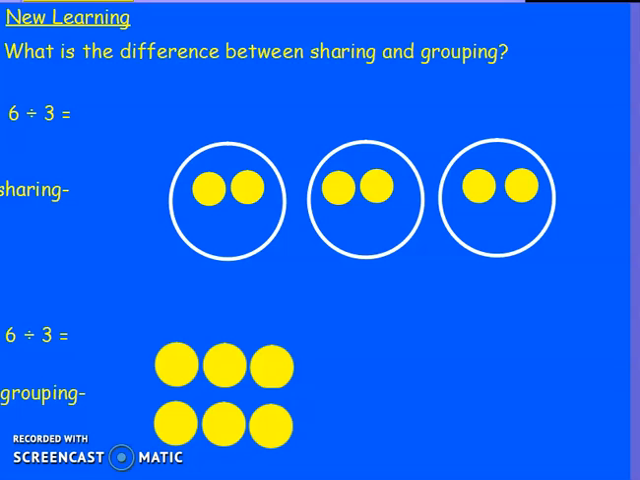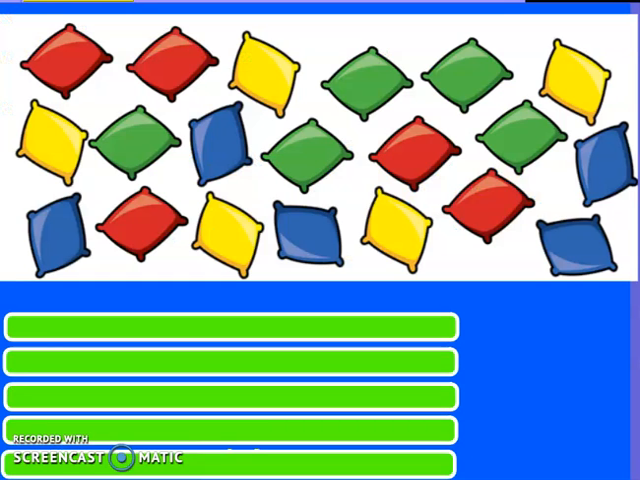Let's have a look at grouping. So I've got my 6 counters out, and I'm now going to divide them by 3 by grouping. That's 1 group, 2 groups, 3 groups. 6 divided by 3 equals 2. I've got the same answer, just using a different method. I think we're ready to move on to some bigger numbers.